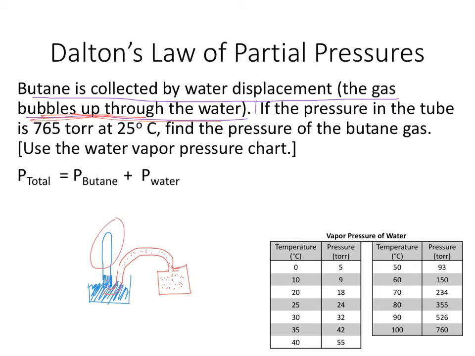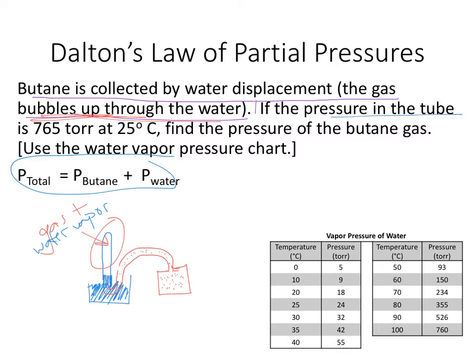So up here, what I've got is gas from the reaction and water vapor that stuck to the gas as it bubbled up through the water. So I've got gas and water vapor. That's why this says the total pressure is equal to the pressure of the butane plus the pressure of the water. So my reaction, in this case butane, has butane and water vapor in the top of that test tube. So now, back to the problem.